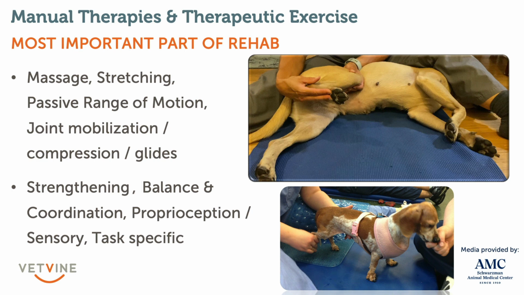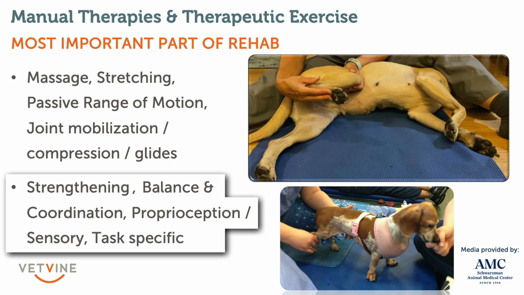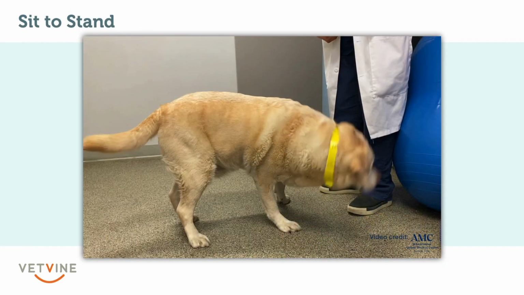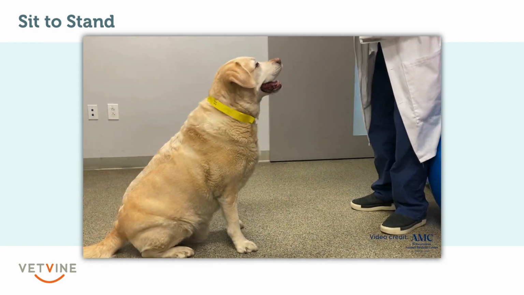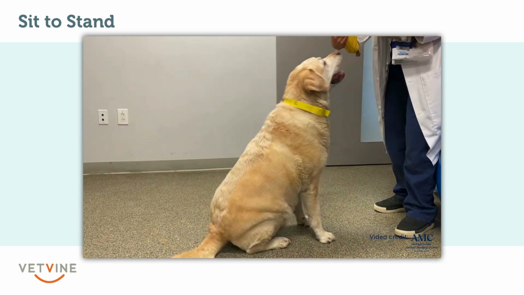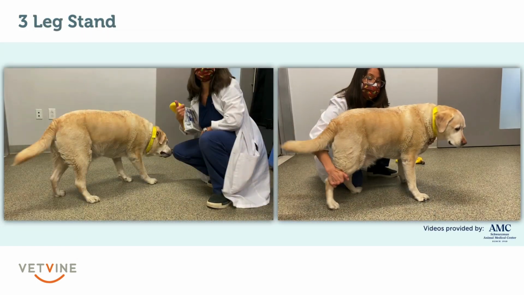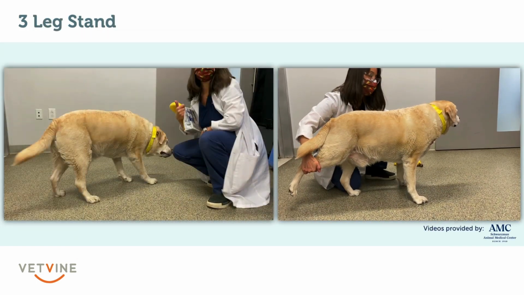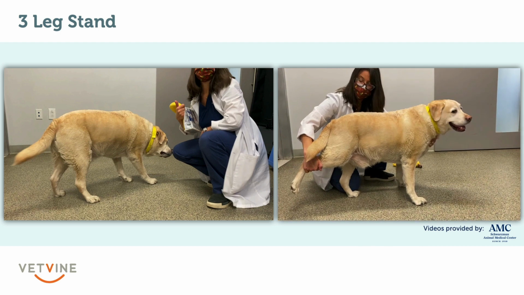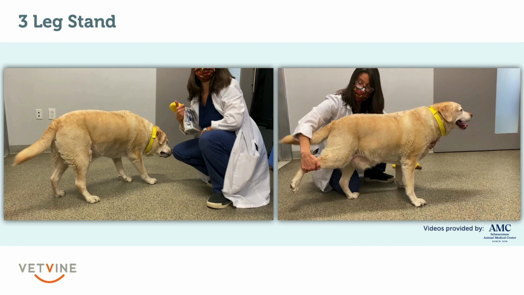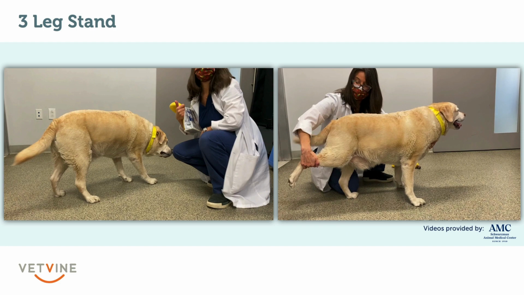And this can include a variety of categories such as strengthening, balance, coordination, proprioception, which is improving the body's awareness in space, as well as task specific. So, for example, this patient here, we're doing what's called a 3-leg stand, which is improving hind limb strength to the remaining 3 legs, but in particular, that remaining left hind leg.